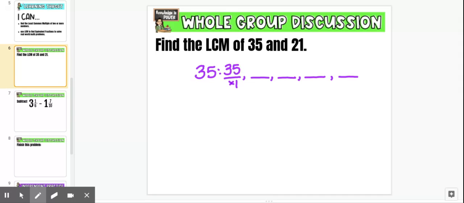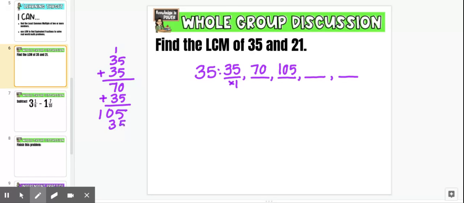And I'm just going to go off to the side and say 35 plus 35, and you get 70. So my second multiple of 35 is 70. I'm just going to keep repeating this process until I go 5 multiples out. Like I said, I think this is the most efficient process because if you need to continue your multiples, you can just keep adding on. Okay, so our multiples of 35 are 35, 70, 105, 140, and 175.